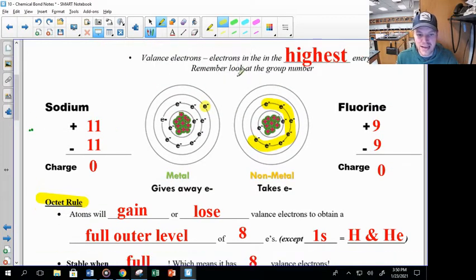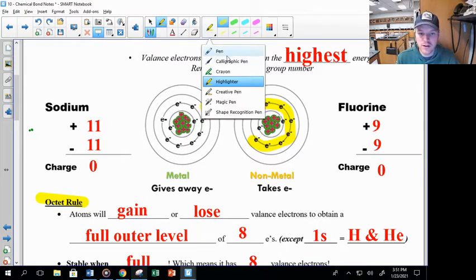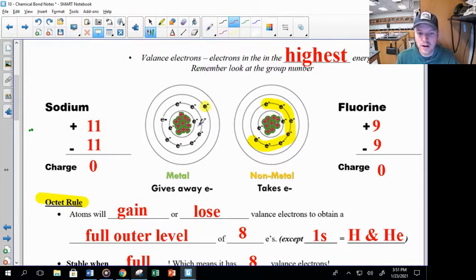Now, here's what's going to happen. Sodium wants 8 valence electrons. Fluorine wants 8 valence electrons. Sodium is really far from that because it only has 1 valence electron. Fluorine is so close because it has 7. So here's what they're going to do. They're going to form a deal where this 1 valence electron from sodium is going to leave it, and hop over here into this ring for fluorine.